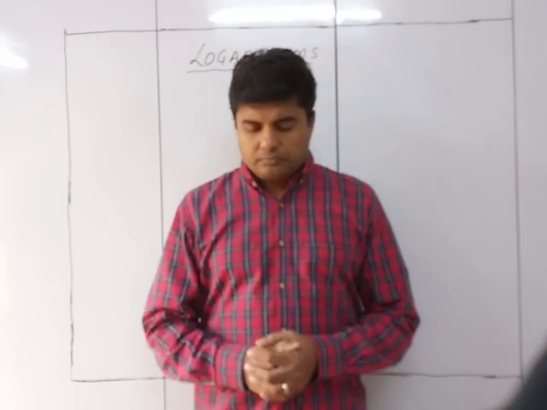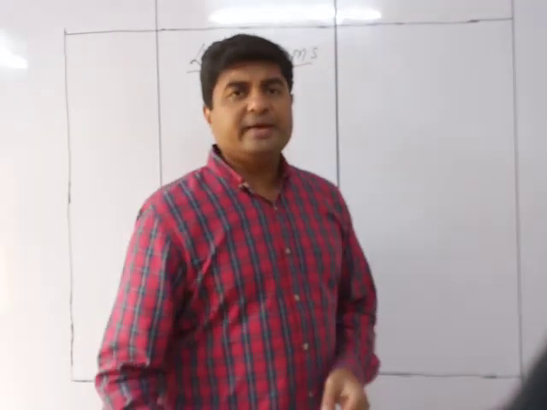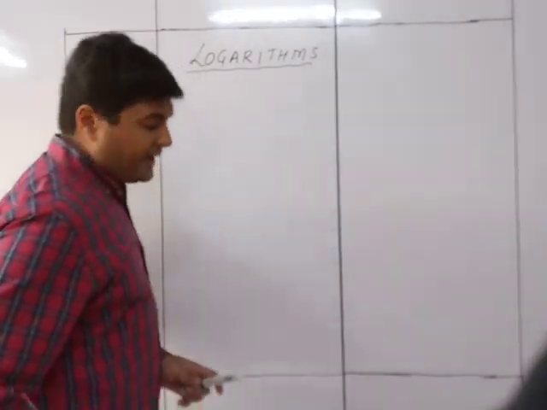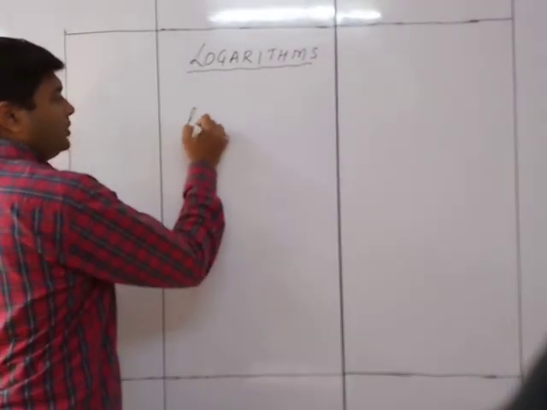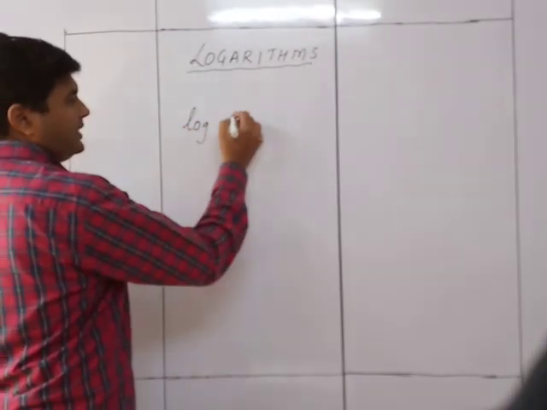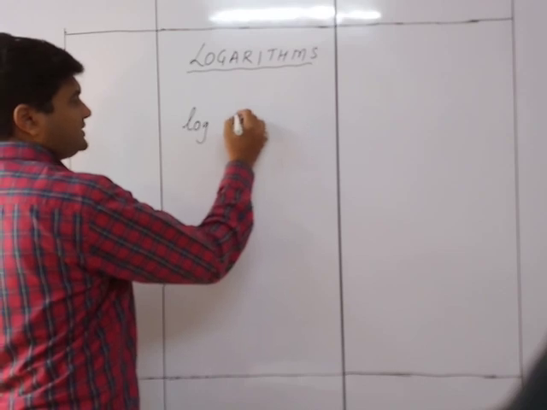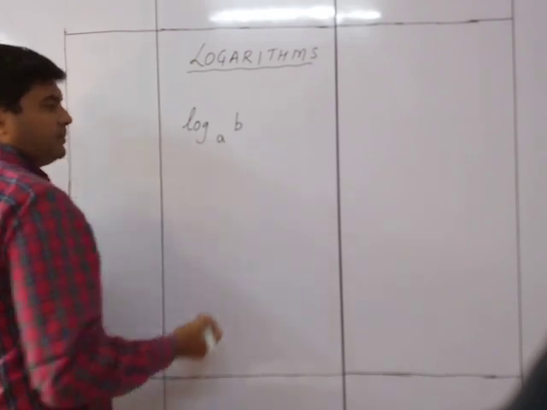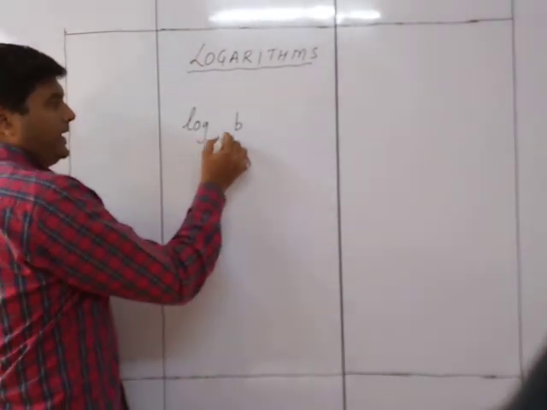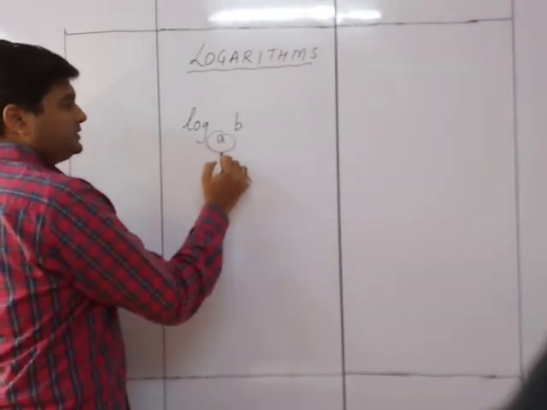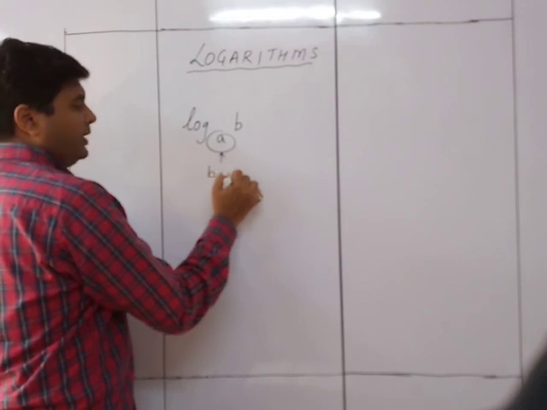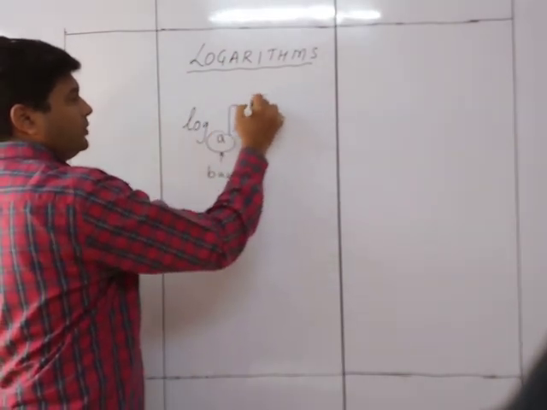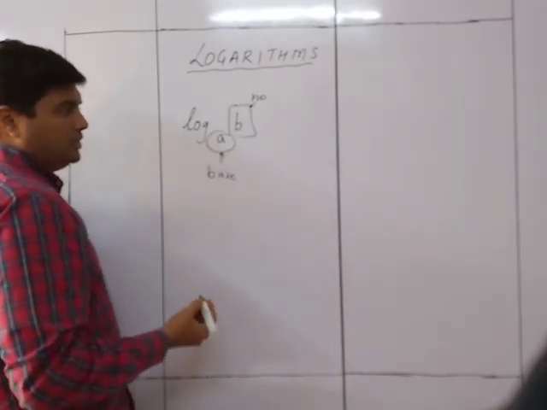So the logarithm is written in the form that it will always be given as log of some number. Let's take a log of, let's say, b, and it has a base over here which is nothing but a. So this a over here is called the base, and this is the particular number whose log is being found out.